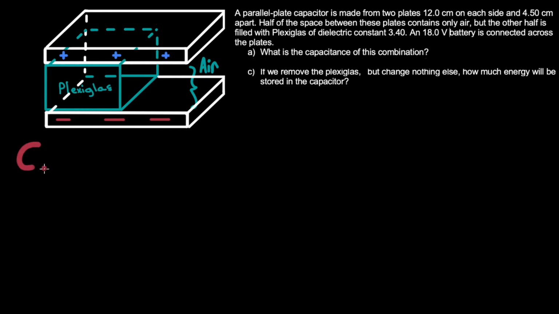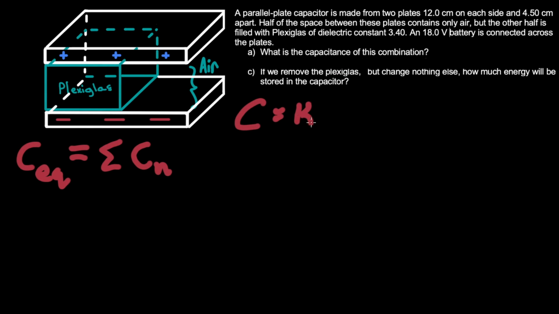So we can say that the equivalent capacitance is equal to the sum of the individual capacitances of both the plexiglass and the air. Thinking about that, we're going to need to use our formula, of course. C is equal to kappa A epsilon naught over d. We have kappa for the air because that is simply 1, and then we know epsilon naught because that's a constant. And then the distance between the plates was given as 4.5 centimeters, so we know that. So we just need the area.